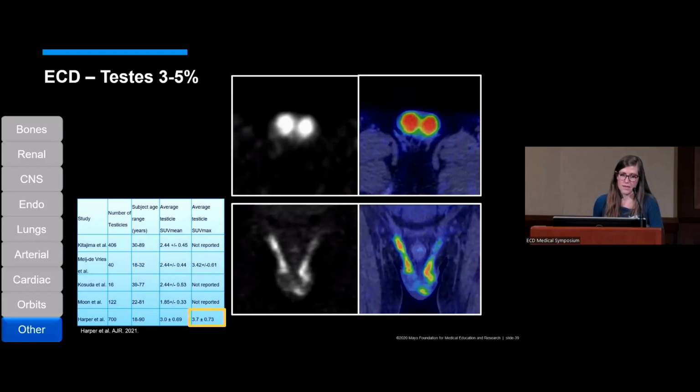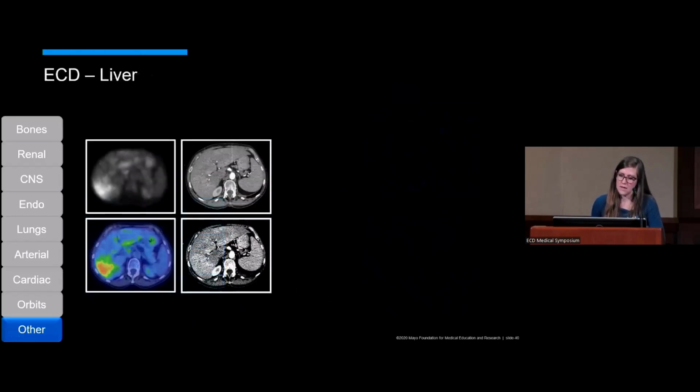Typically, the testes can have physiologic mild FDG uptake, typically around 3.7 SUV max, but that can vary a little bit with age. And then on this bottom example, you see some pretty FDG avid involvement of the spermatic cord.